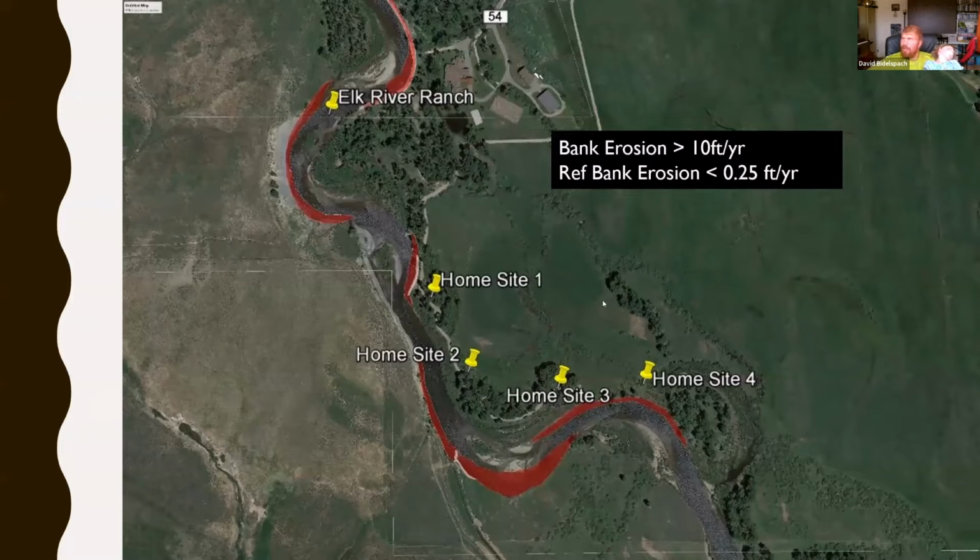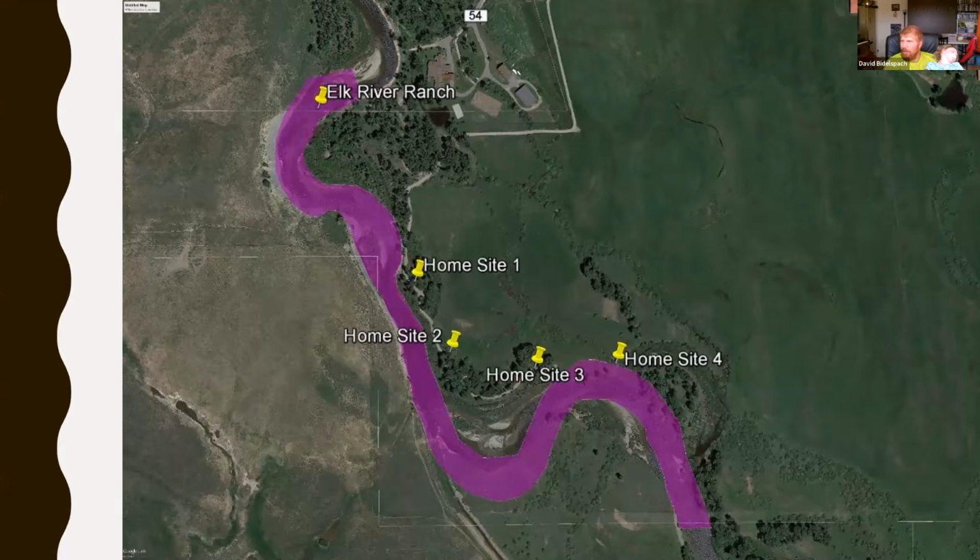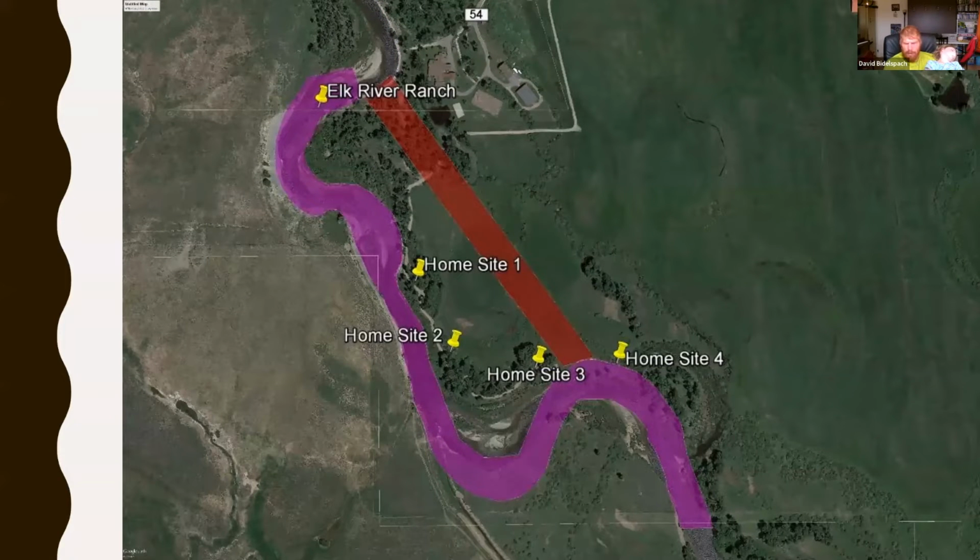So we looked at the bank erosion, and the bank erosion was shown to be greater than 10 feet of bank erosion per year. Our reference bank erosion rate should be about 0.25 feet of bank erosion a year. So we started looking at this and said, what could this look like in 25 years? So we started to look at what the migration patterns could look like if we continued to allow this river to erode. And what we started to see is that some of these home sites would be very, very close to where we would expect erosion to occur. We also looked at the morphological parameters related to the belt width compared to the meander length ratios that we have on the reach.